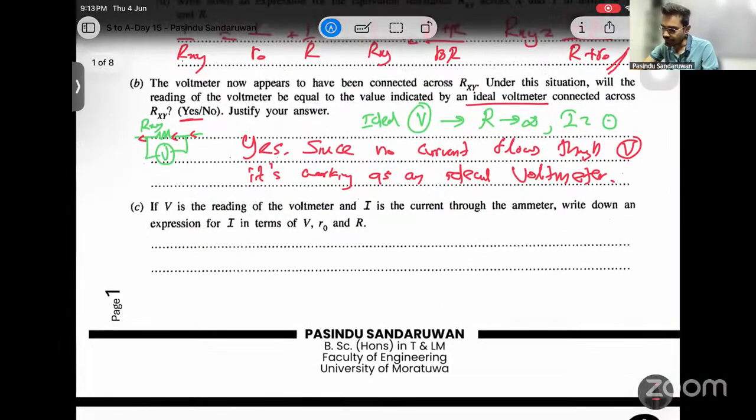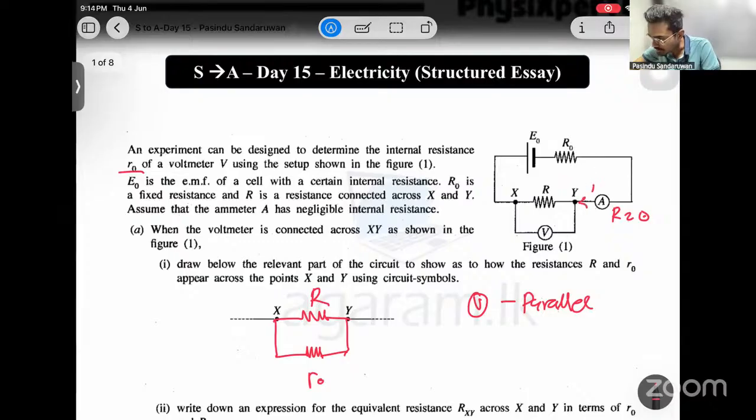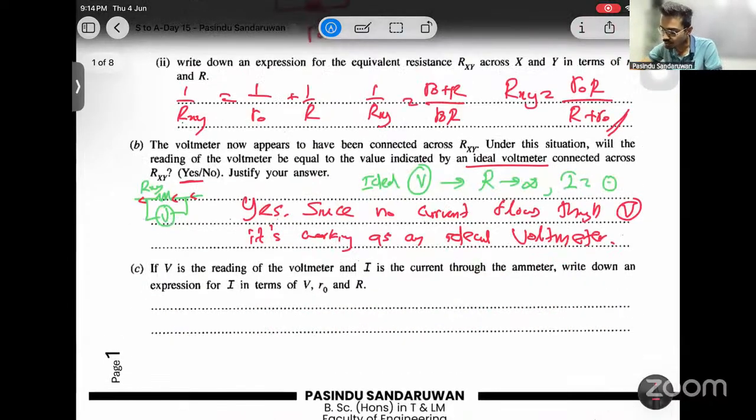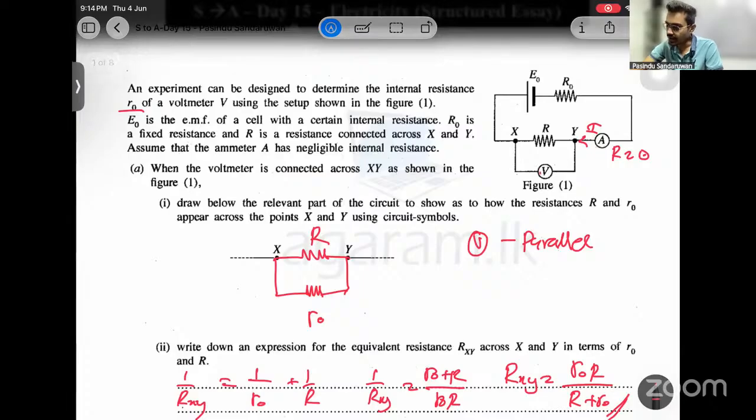If V is the reading of the voltmeter and I is the current through the ammeter, write down an expression for I in terms of V, R0 and R. Now, if a current I flows through the ammeter, that same current flows through RXY, no? Because now the equivalent of V and R is RXY.